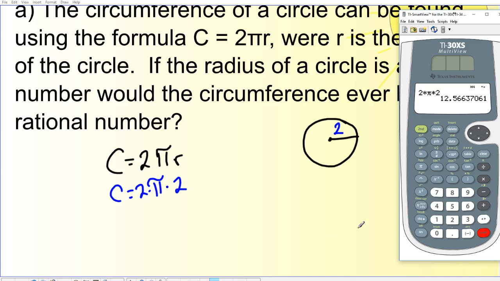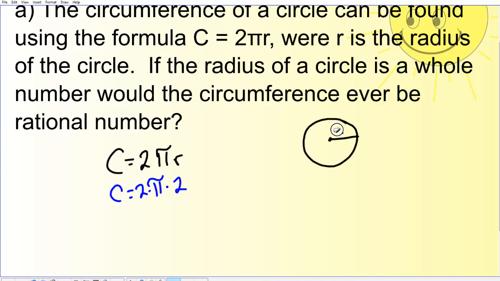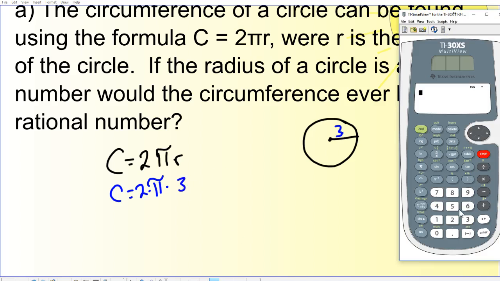Okay, so maybe that's just a bad example. Let's try another one. Let's try with 3. If I put a 3 in here and here, and I take it in my calculator, clear, 2 times pi times 3. Irrational again. It's not a coincidence that they're both irrational.